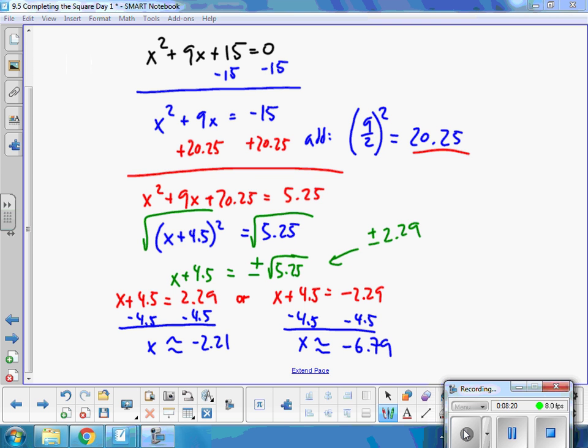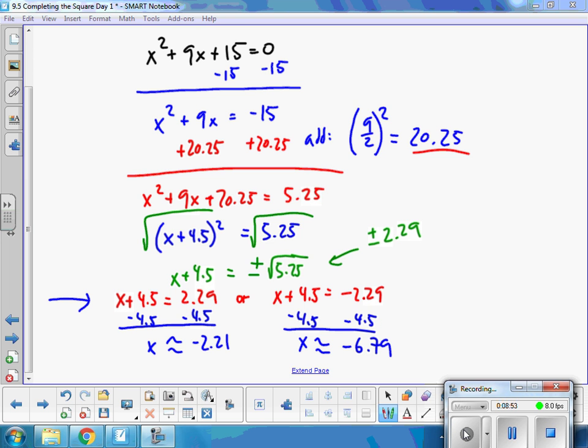All right, a lot of math spilled out here, but I tried to find the c term of my perfect square, and I found 20.25. I used that to find (x plus 4.5) squared. I square rooted 5.25, and again, it's a plus and minus, so that's where I was able to get my terms in red here, my two equations: x plus 4.5 equals 2.29, or x plus 4.5 equals negative 2.29. I simplified those and found out that x is going to be negative 2.21 or negative 6.79.